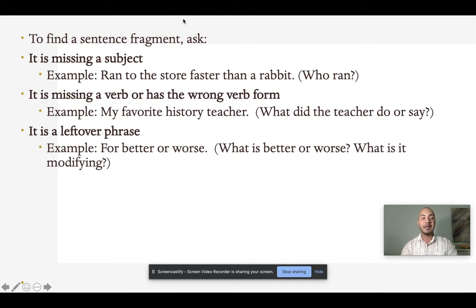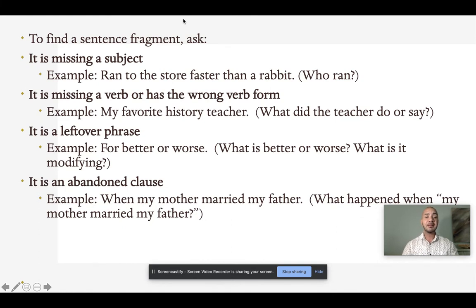Sometimes a sentence fragment is a leftover phrase, meaning it's maybe part of the end of a predicate that got lopped off for some reason. So we look at the example on the screen, for better or for worse. Well, what is for better or for worse? What is it modifying? And sometimes a sentence fragment will come in the form of what we call an abandoned clause. An example of an abandoned clause is when my mother married my father. We know that's an abandoned clause if we think back to what makes a complex sentence, because it begins with a subordinating conjunction. We have to ask ourselves, well, what happened when my mother married my father? So that is, again, not a complete thought.